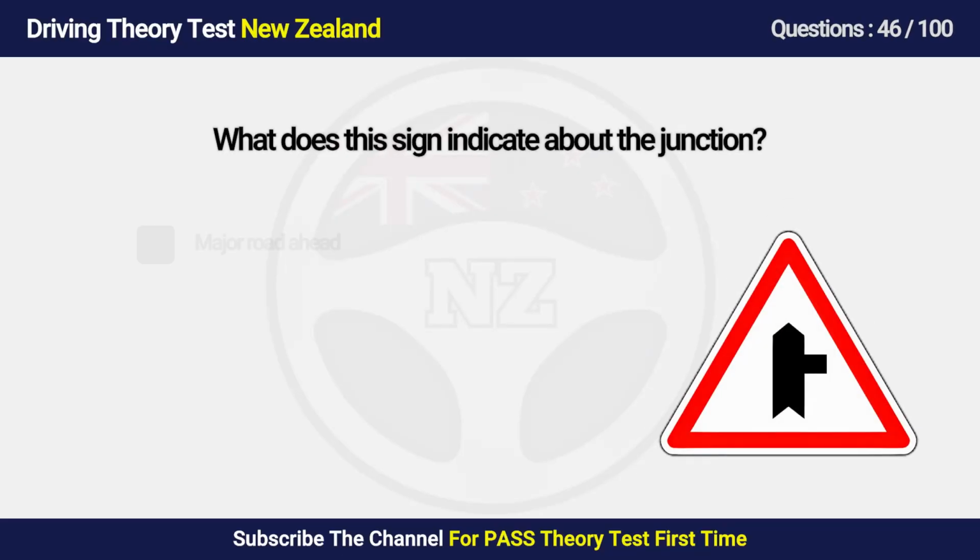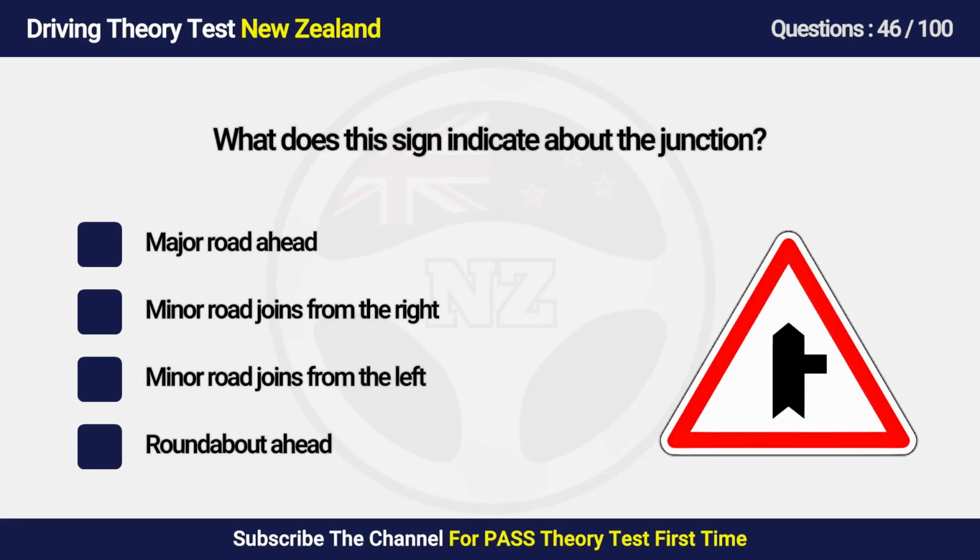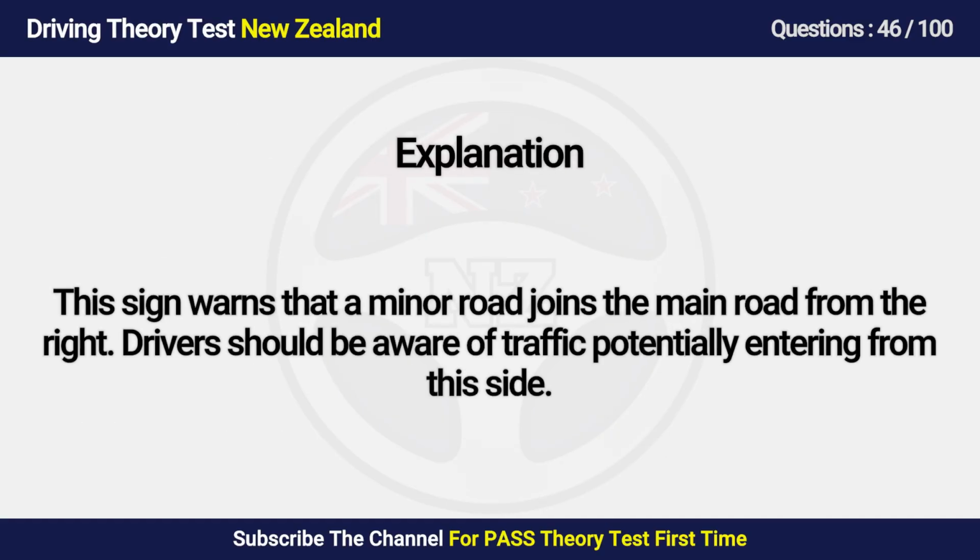Question 46. What does this sign indicate about the junction? A. Major road ahead. B. Minor road joins from the right. C. Minor road joins from the left. D. Roundabout ahead. Answer is B. Minor road joins from the right. This sign warns that a minor road joins the main road from the right. Drivers should be aware of traffic potentially entering from this side.